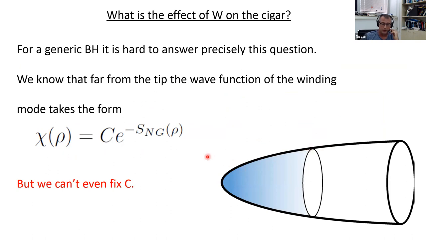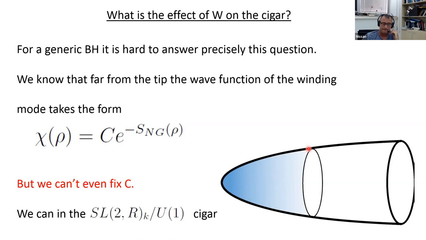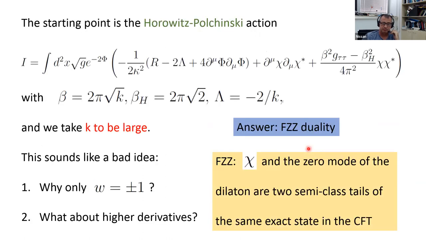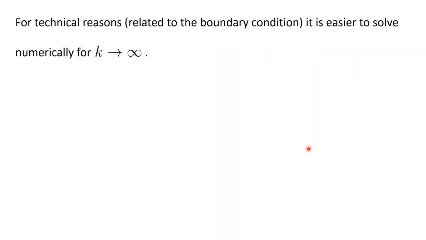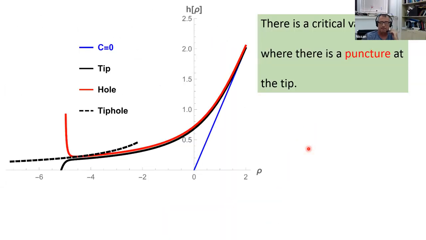So if you calculate the Nambu-Goto action of a string that goes all the way to a certain point, it will give you the wave function of this string at that point. Okay, but it will be in general a complicated function of rho. Absolutely, absolutely.